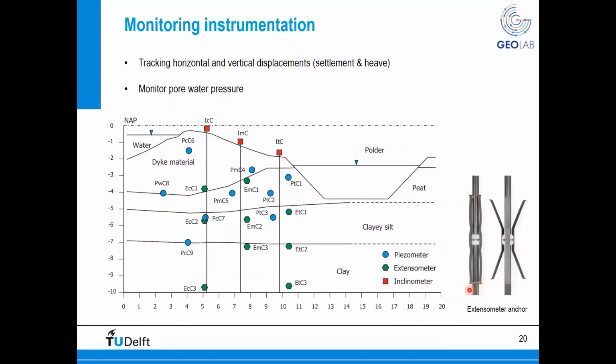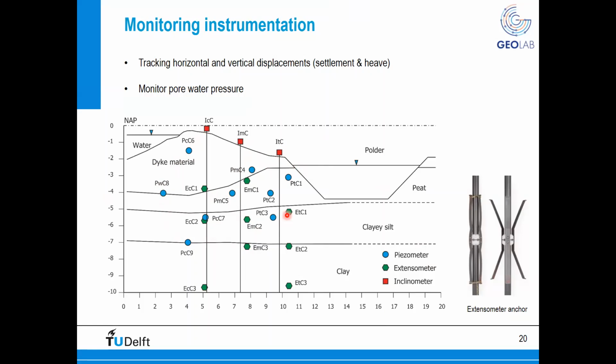Now here is the intensive, let's say, monitoring instrumentation. As Amin mentioned before, we install 3 lines of inclinometers, so in order to track the horizontal displacement. Pore water pressure transducers in such a way that we are able to record also the change in the pore water pressure during the pre-failure and the failure mechanism. But also, and it's quite important, we also install extensometers.